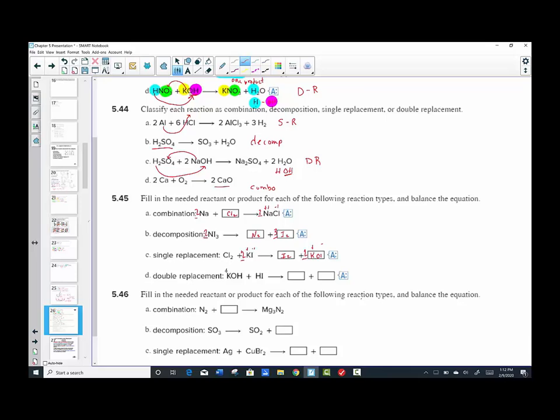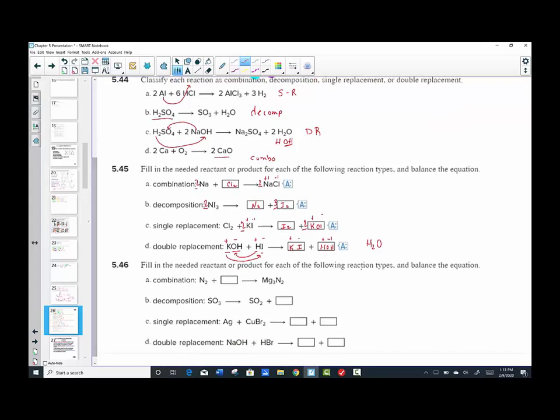And the double replacement, potassium hydroxide plus hydrogen iodide. K goes to I, H goes to OH. So the first product would be potassium iodide, and H goes to OH. You can write water as HOH. And know if you were typing that in to your homework site, that would go in as H2O. But I like to balance the equation with HOH. All right, I'm going to keep going.